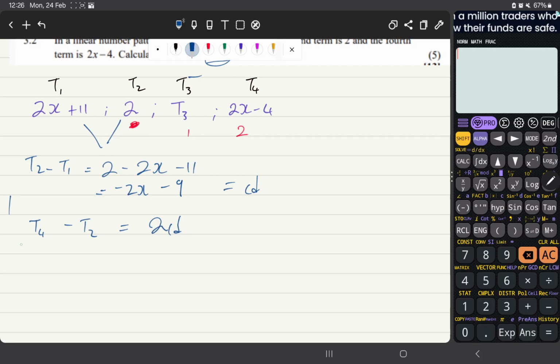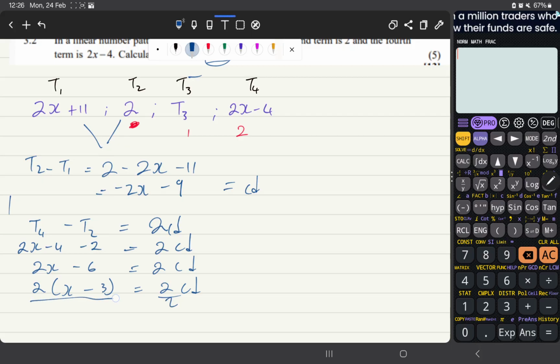So T4, that is 2x minus 4 minus 2, then I have 2CD, then 2x minus 6, then 2CD. I can say 2x minus 3, then CD, dividing by 2.